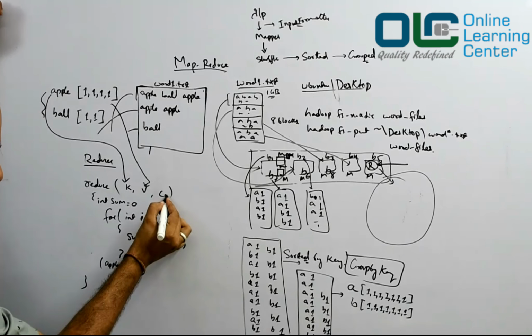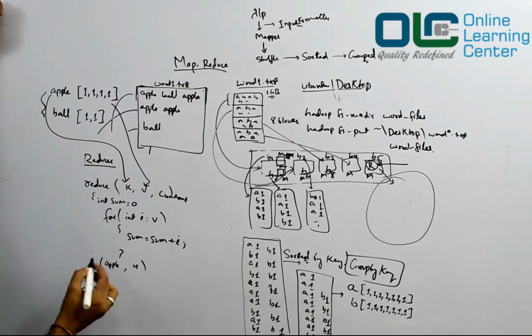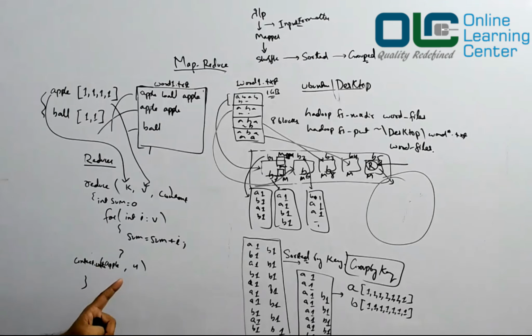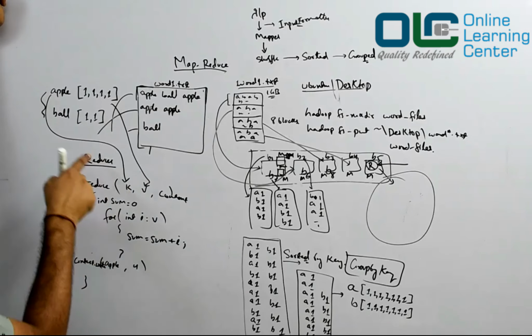You still have this context object here, right? And the context object means give me the output. So you can say context dot write, and when you say context dot write apple, 4, it writes this data to the output. Apple count is 4. Similarly, the second time the key would be ball.